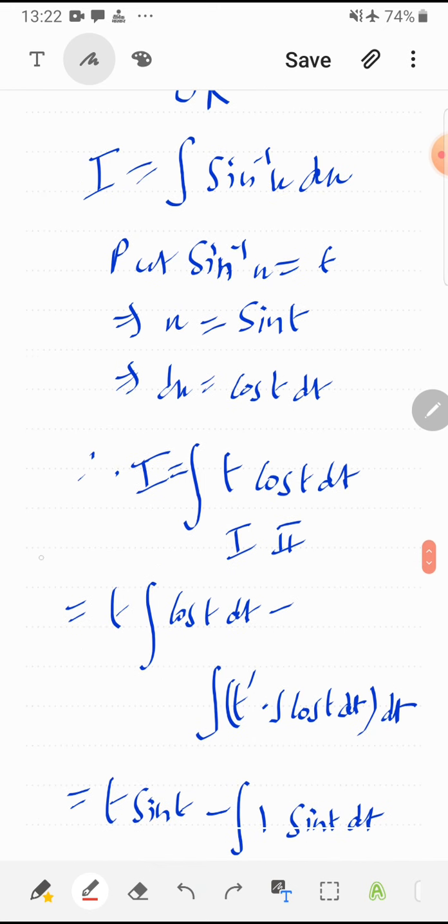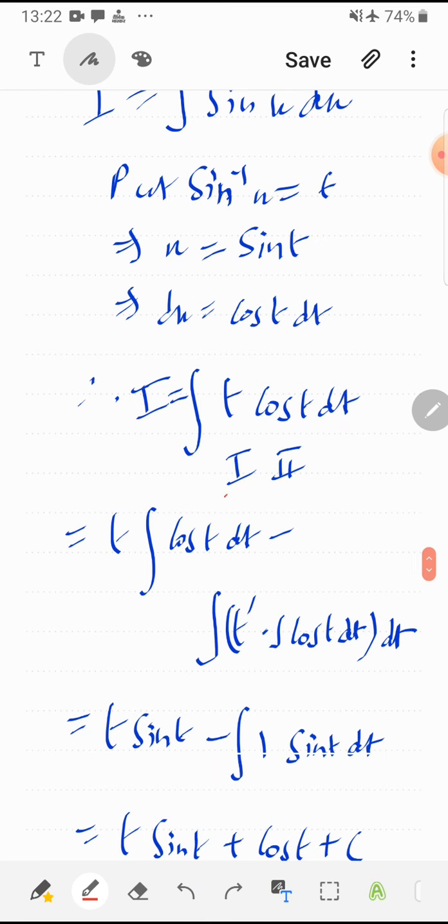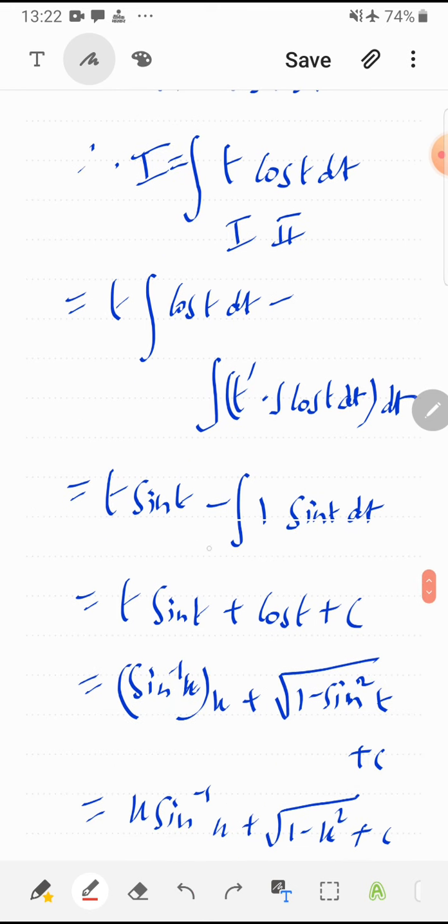so that I is equal to integral of t cos t dt. We will treat t as first function and cos t as second function. So first function as it is, integral of second function, minus integral of differentiation of first function into integration of second function. So the integral of cos t is sin t, and again 1 into sin t is left, so the integral of this is cos t.